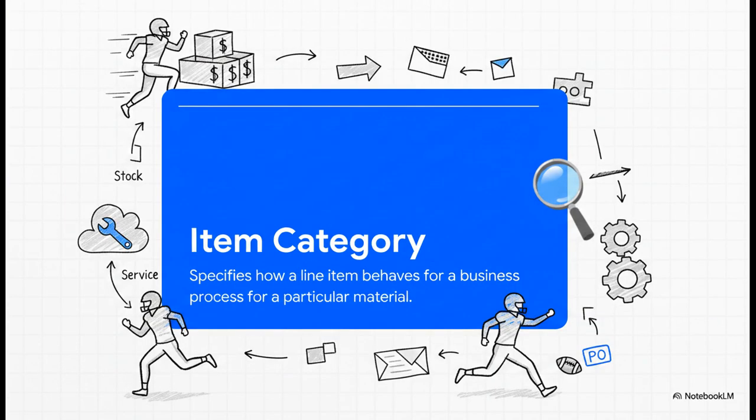And this part is absolutely crucial. The item category? That defines the role of each player on that specific play. Is this line item a running back meant for stock? Or maybe it's a wide receiver running a route for a service. It could even be a special teams player for subcontracting. This allows different items on the very same PO to have completely different assignments.